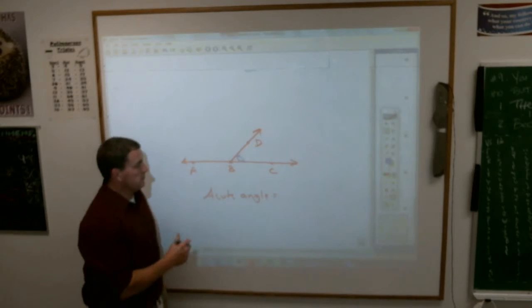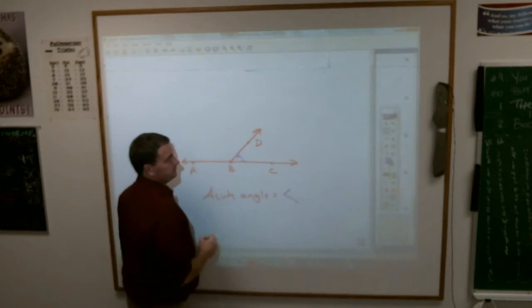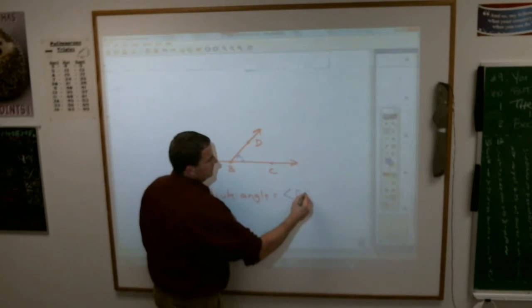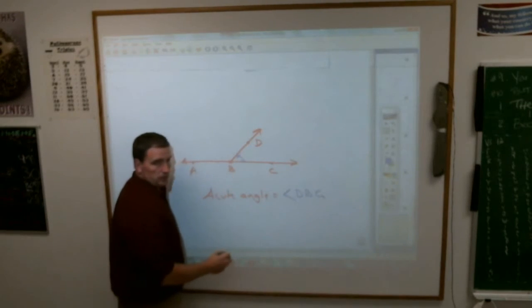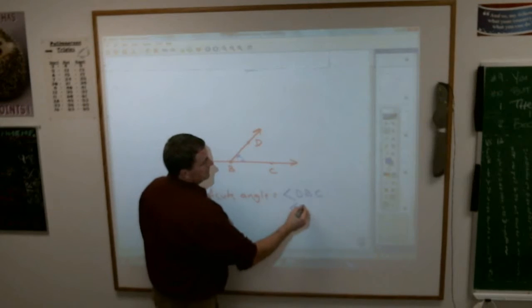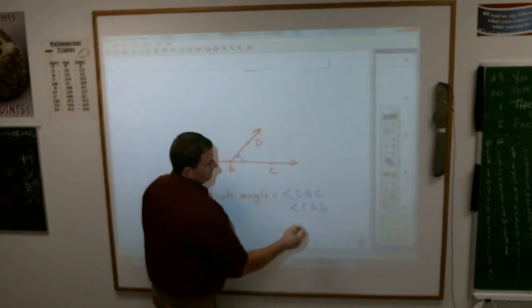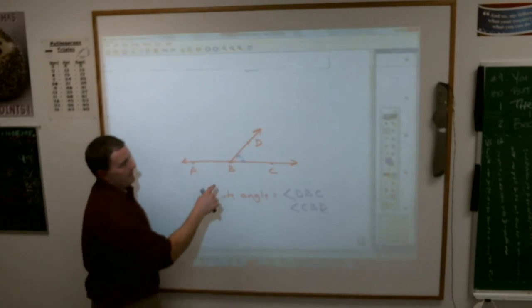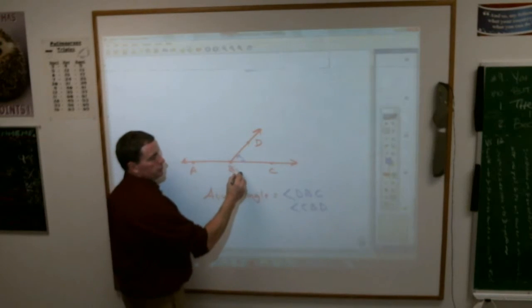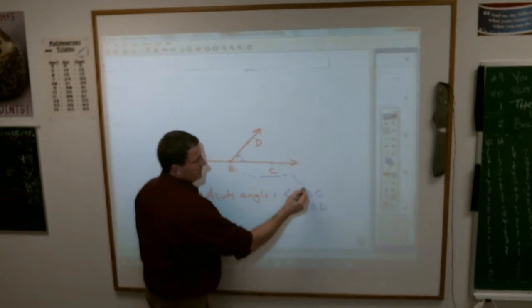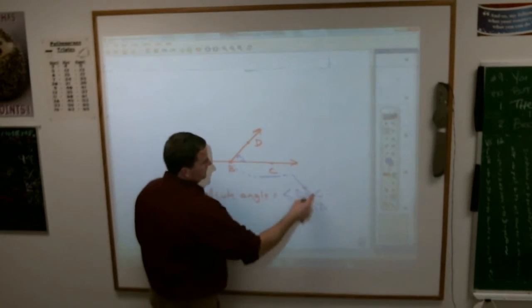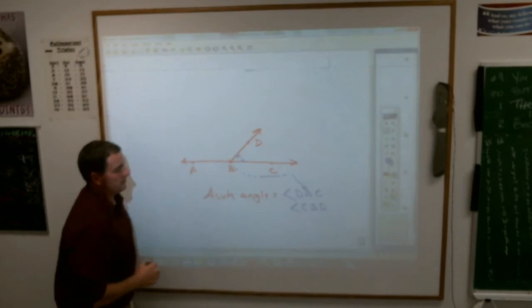Elijah? It is angle what? DBC, or it is angle CBD. The one thing that has to be where is the vertex has to be in the middle. I can't call it angle CDB at the end. The B has to be in the middle because it's the vertex.